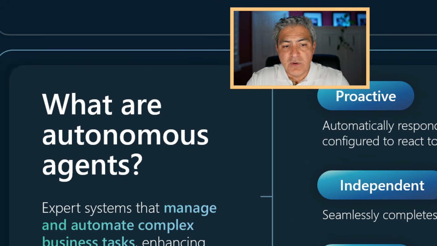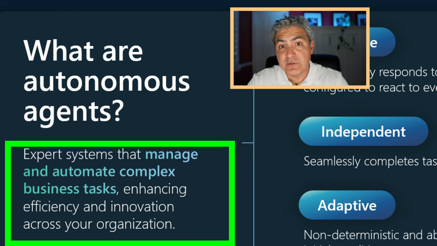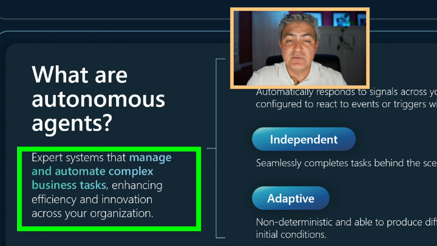So, what are autonomous agents? They're basically expert systems that manage and automate complex business tasks, enhancing efficiency and innovation across your organization. But here's the thing, they don't have to be managing complex tasks. In the example that I'll be giving you and what we'll be building today, it's actually a pretty simple task. It's an autonomous agent, but it's also highly effective.